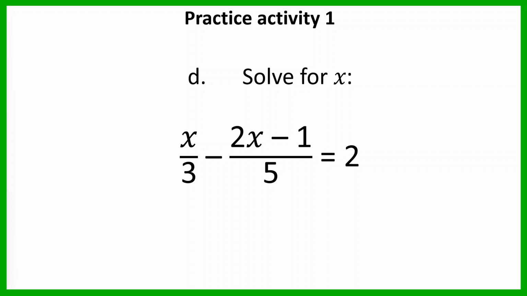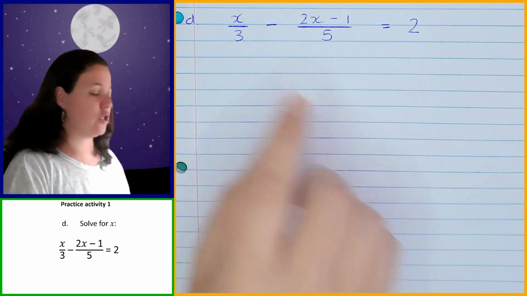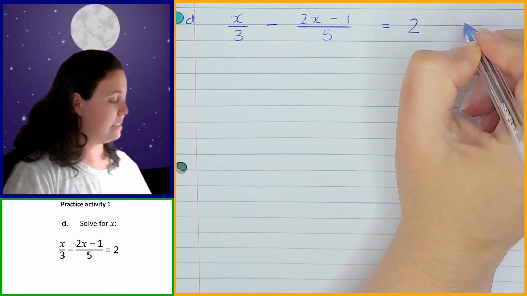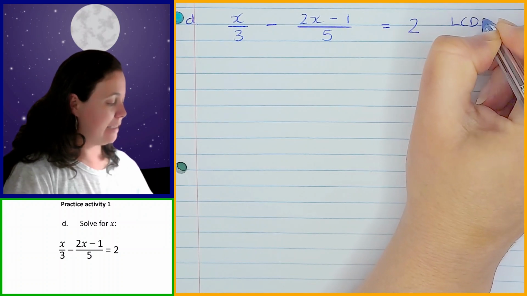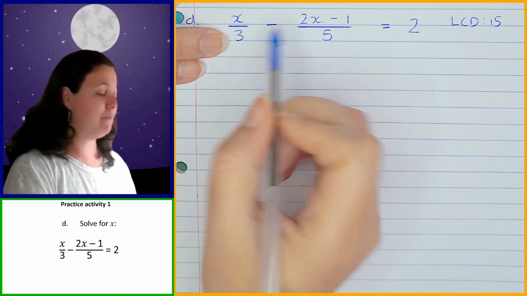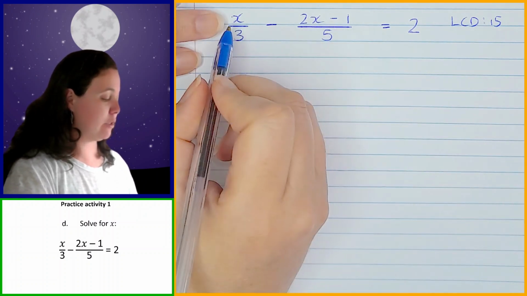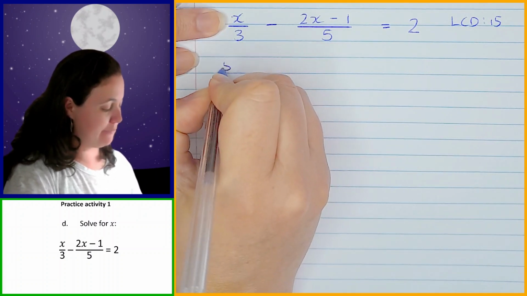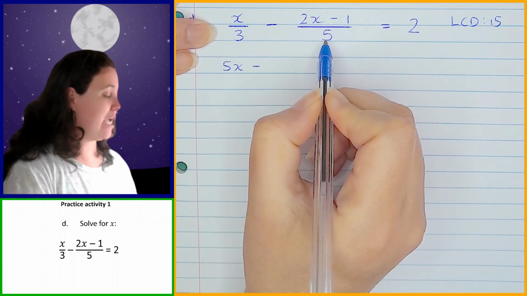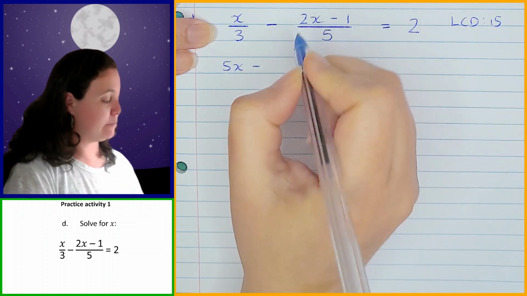Okay, so let's go through that question. So over here, I've got 3 and 5 as my denominators. So my LCD is going to be 15. So now I need to multiply 3 by 5 to get 15. So I need to multiply the top by 5, and that gives me 5x. Then I've got minus. I need to multiply the 5 by 3 to get 15. So I need to multiply the top by 3.